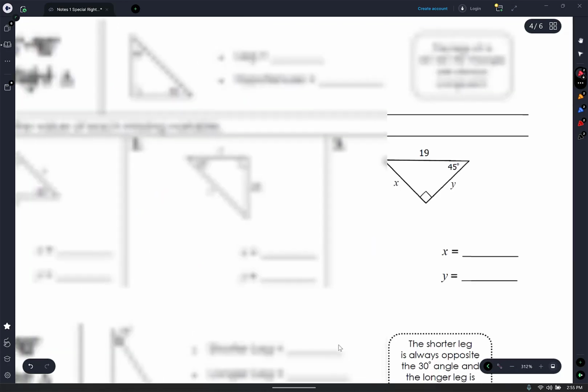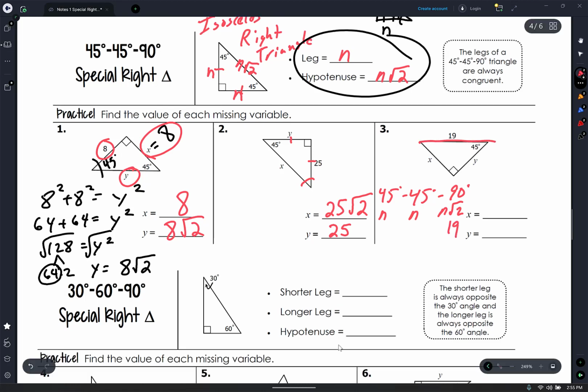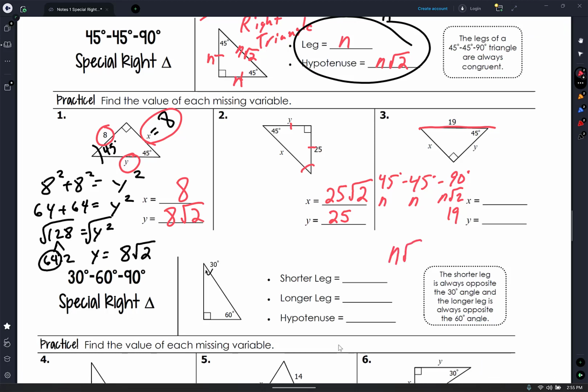Uh-oh, look at number 3. I don't know if I'll be able to do number 3. Yes, you can, guys. I'm going to draw my 45, 45, 90 triangle right here, my little relationship thing. And I'm going to put n square root of 2. And that 19 is the hypotenuse. I'm going to put a 19 right below it. So what that means is that n square root of 2 equals 19.